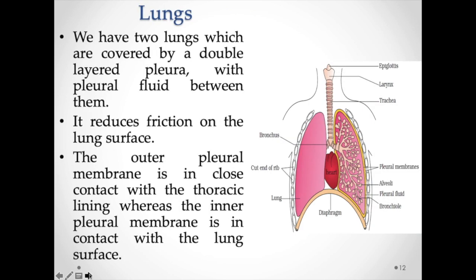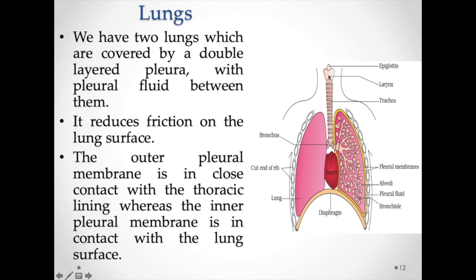We have two lungs and they are covered by layers, and between the two layers there is a fluid that helps to reduce the friction. The outer surface of this membrane is in close contact with the thoracic lining, and the inner part is in close contact with the lungs.